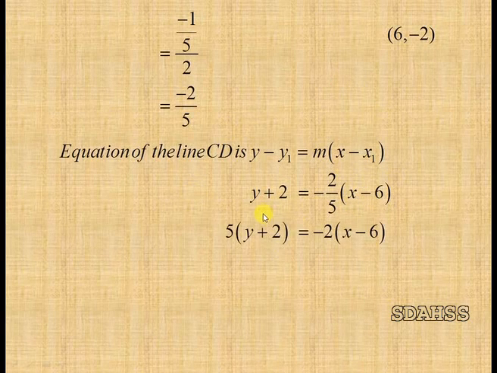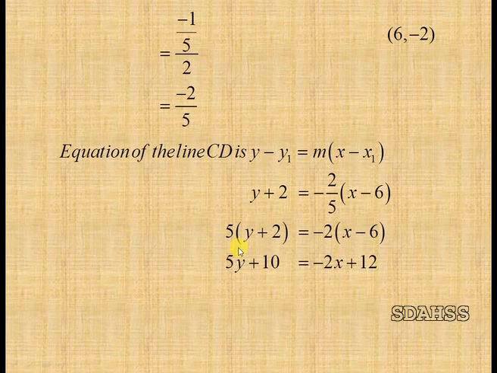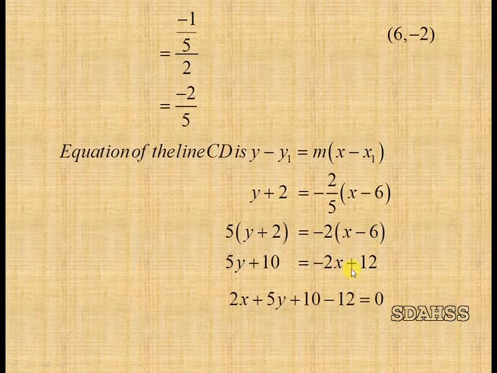Cross multiply. 5 into y plus 2 is equal to minus 2 into x minus 6. Multiply the 5 inside the bracket, so it becomes 5y plus 10 is equal to, here also multiply the minus 2 inside the bracket, so this becomes minus 2x plus 12. Bring this minus 2x and plus 12 to the other side, this becomes positive and plus 12 becomes negative. So the equation becomes 2x plus 5y plus 10 minus 12 is equal to 0. 10 minus 12 is minus 2.